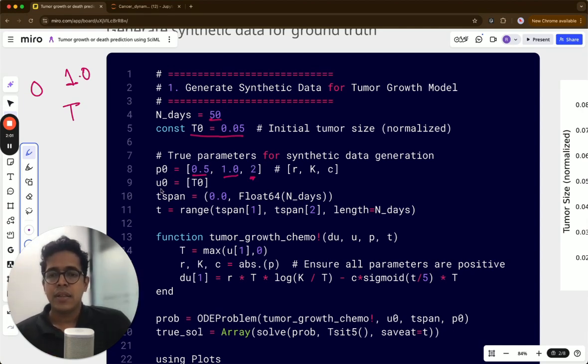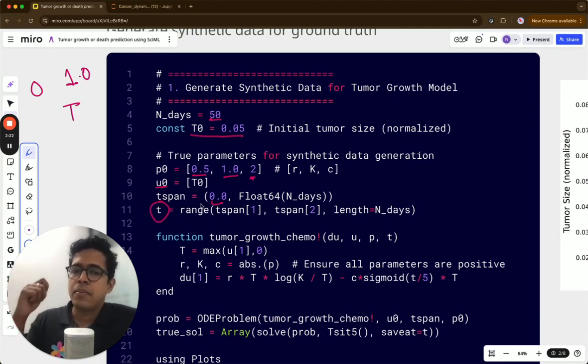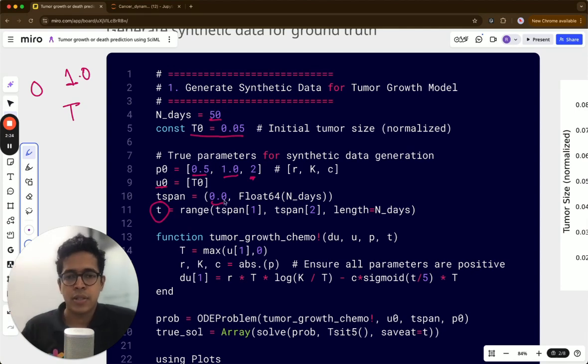Then you say U0. U is the parameter which corresponds to the tumor size T, right? So U0 means the initial condition, which is the same as T0. Then the time span, T span, we are defining from 0.0, which is the start, to 50.0. Then we create a variable called T, which creates a set of numbers from 0.0 to 50.0.